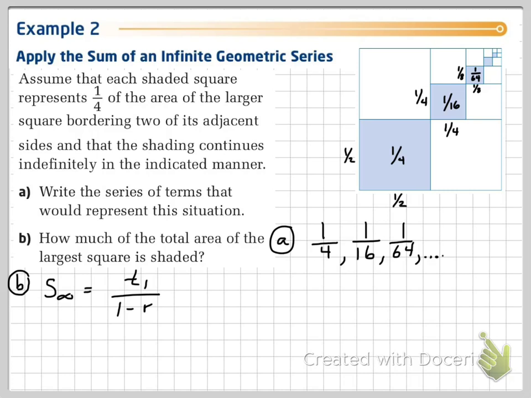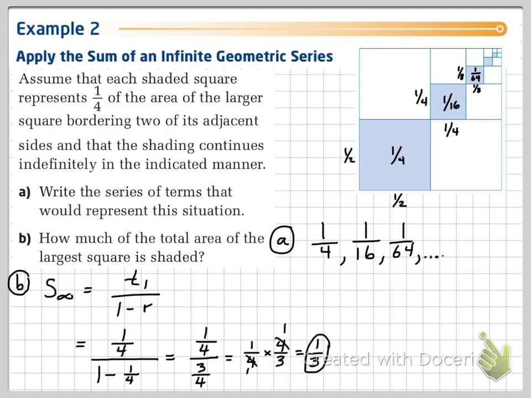B. The sum of this is going to be T1 over 1 minus r. Well, T1 is 1/4, and that's going to be over 1 minus my common ratio, 1/16 divided by 1/4. That means my common ratio is 1/4. So 1 minus 1/4 gives me 1/4 over 3/4, or 1/4 times 4/3. The 4's will cancel, and I'm left with 1/3. So 1/3 of the total area will be shaded.